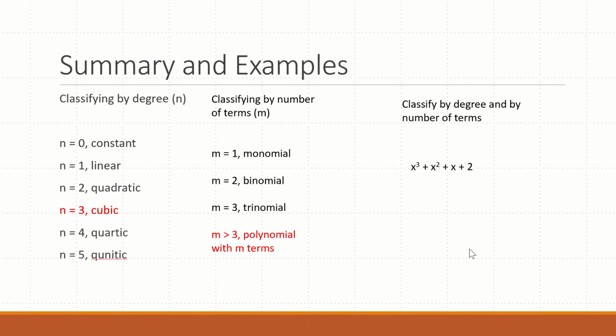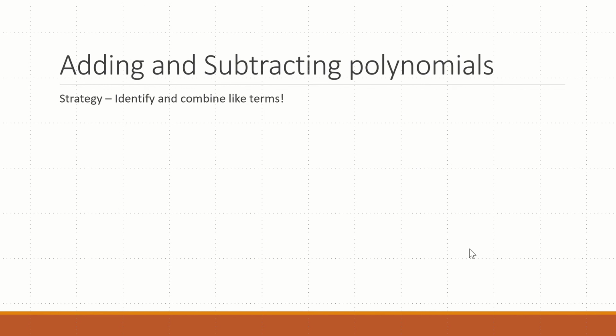Okay. All right, everyone. So the last thing I want to go over is how to add and subtract polynomials. The strategy is to identify and combine all the like terms. That's what you have to do. Once you do that, it's just a matter of adding and subtracting the coefficients. So let's take a look at this quick example here. We have 2, this is a binomial. It's 2 monomials. And notice that they are like terms because they have the same variable, which is x, and the same exponent, which is 5.